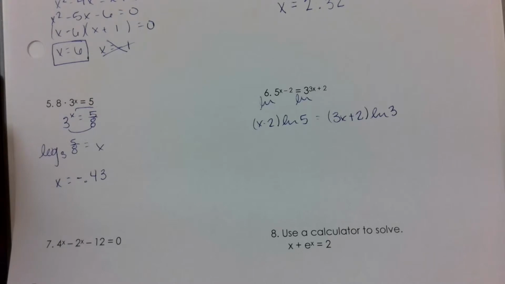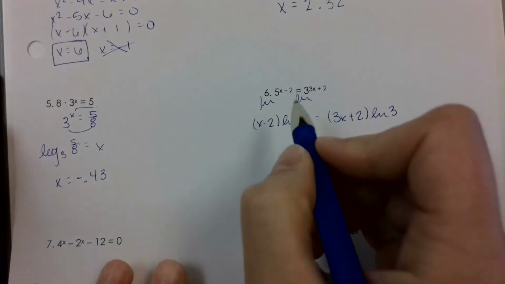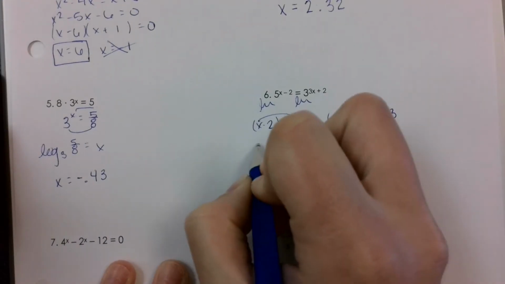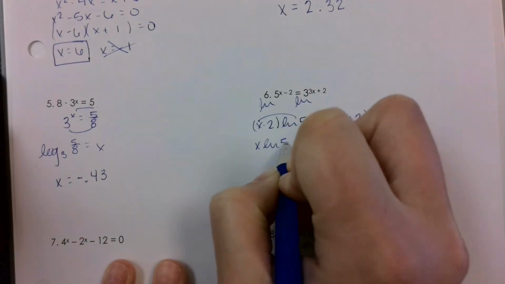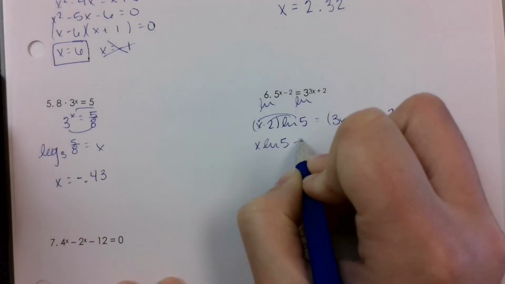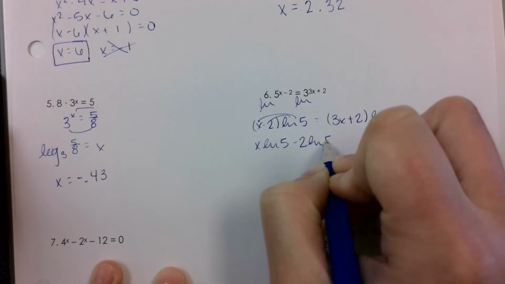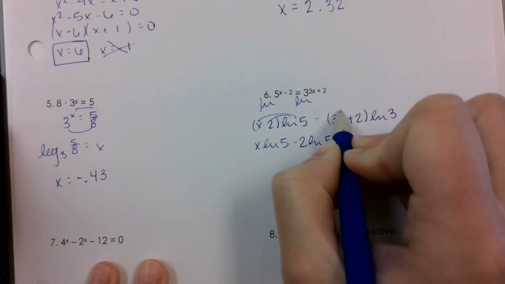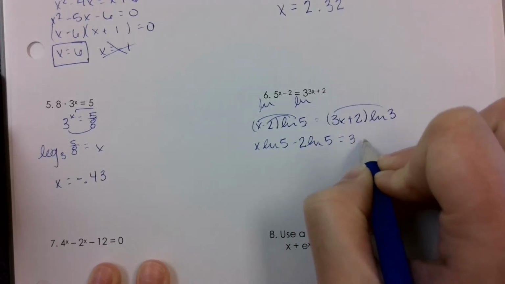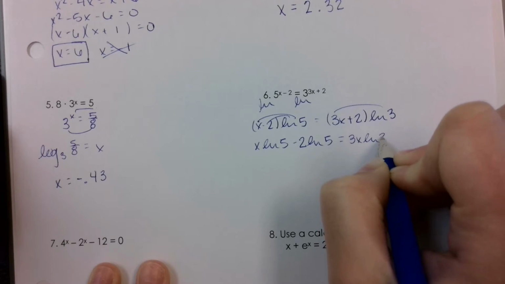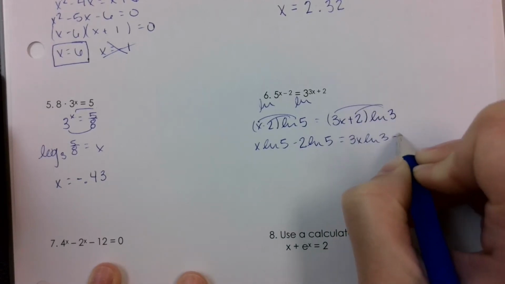All right, so from here, we're going to want to get the x's by themselves first. So I think it would be helpful to go ahead and distribute so that we can get those x terms like separate. Does that make sense? So we're going to do x times natural log of 5 minus 2 times natural log of 5. And same thing on the other side. We'll do 3x times natural log of 3 and 2 times natural log of 3.